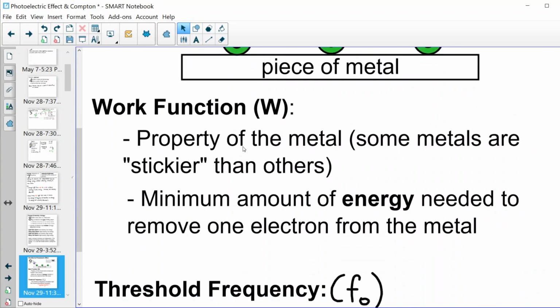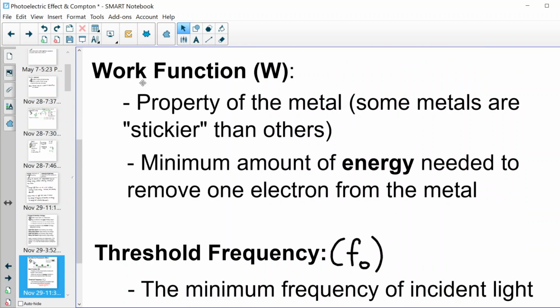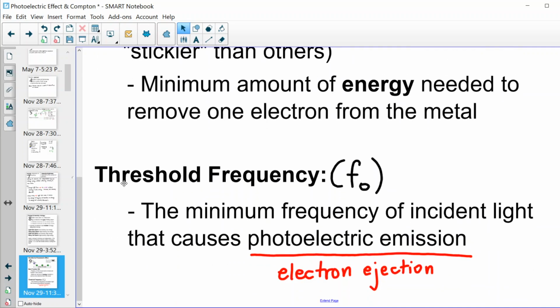So to see what's going on, we need to define a couple more things here. There's something called the work function, which has symbol W. Work function is a property of the metal itself. So gold has a different work function than silver, which has a different work function than aluminum. You can think of this as how sticky the metal is. Some metals really hang on to their electrons well. Those have a high work function. Other metals hold on to their electrons in a weaker way, and those have a low work function. But you can think of the work function as the minimum amount of energy needed to remove one electron from the metal.